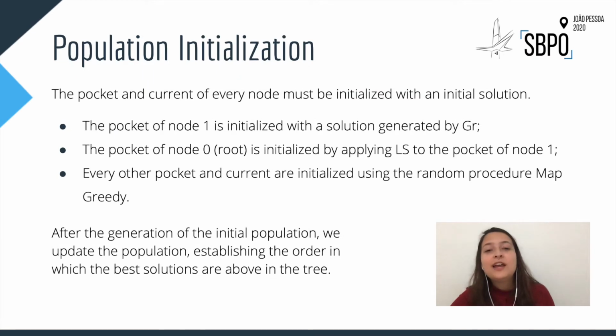Population initialization. The pocket and the current of every node must be initialized with an initial solution. Here is where we combine our memetic algorithm with approximation algorithms. So, the pocket of node 1 is initialized with a solution generated by the greedy approximation algorithm. The pocket of node 0, the root, is initialized by applying the local search to the pocket of node 1. And every other pocket and current are initialized using a random procedure, map greedy. After the generation of the initial population, we must update the population, establishing the order where the best solutions are above in the tree.